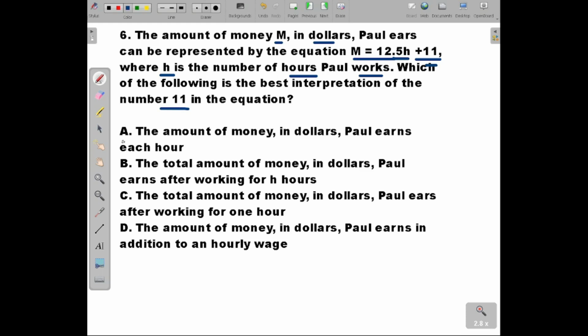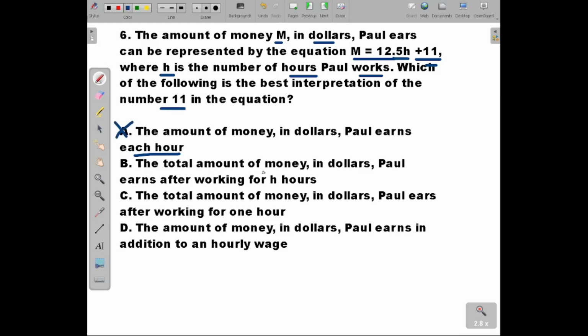Let's evaluate each answer choice. A. The amount of money in dollars Paul earns each hour. Well, if we look at this, 12.5 times H, this amount is multiplied by the number of hours that Paul works. 11 cannot be the amount of money he earns each hour because it is 12.5. So it cannot be A.